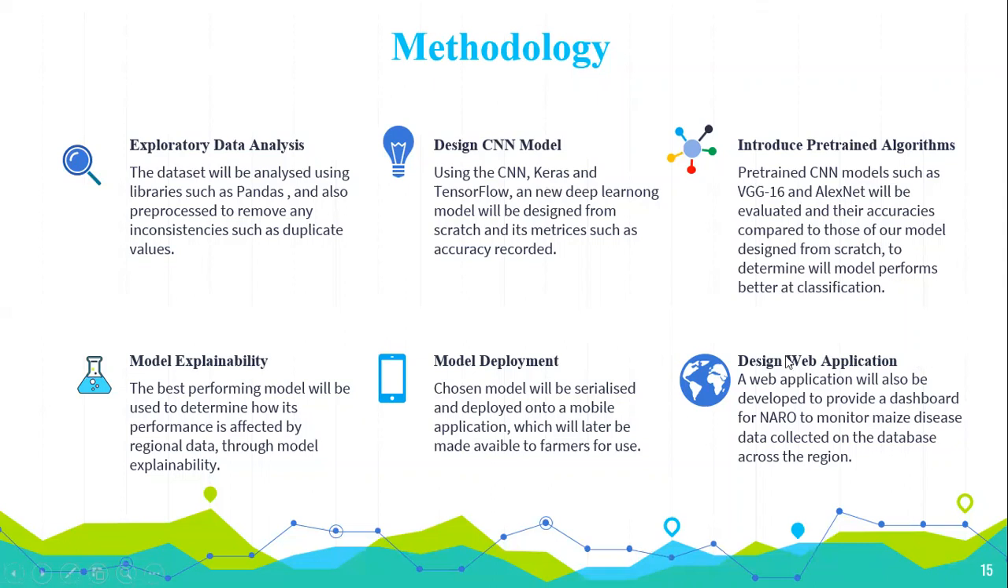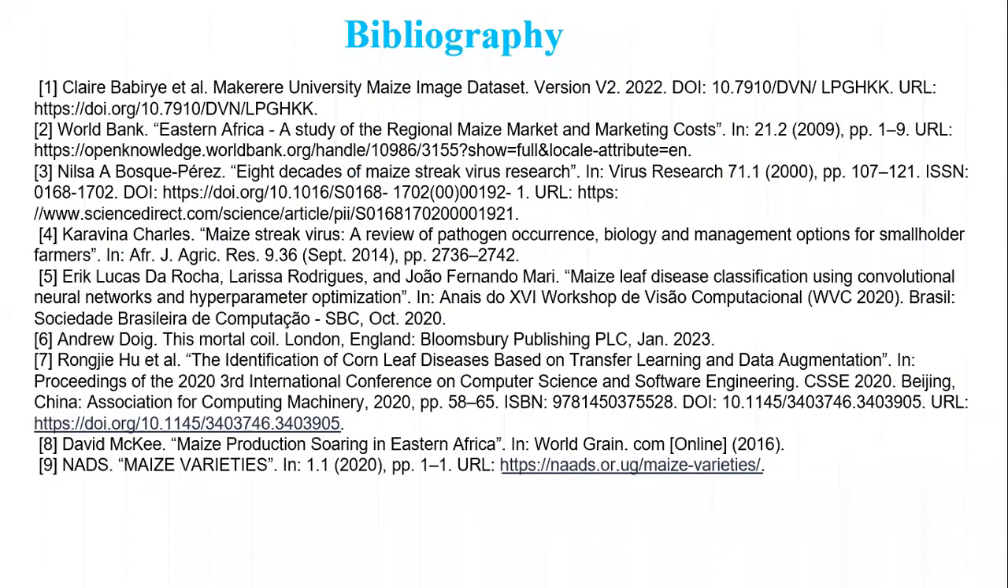Then lastly, we shall do the web application design. Here the application will be designed using Django, and it will be provided to NARO, the National Agricultural Research Organisation, where they can be able to monitor how the data is collected on the database across the regions. Now, these are some of the references we made. Most of them will be provided in the proposal.